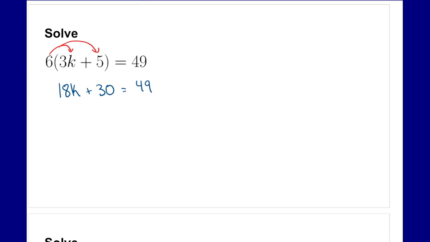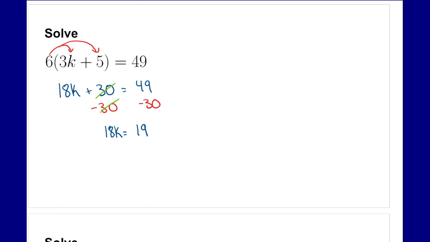Now I have a two-step equation. I want to get rid of this constant, this separate term, this plus 30. I'm going to subtract 30 from both sides. One side will cancel out. I'm left with 18k equals 19.